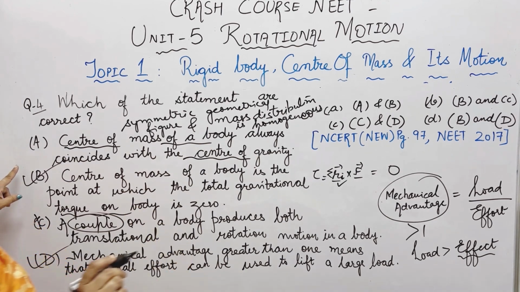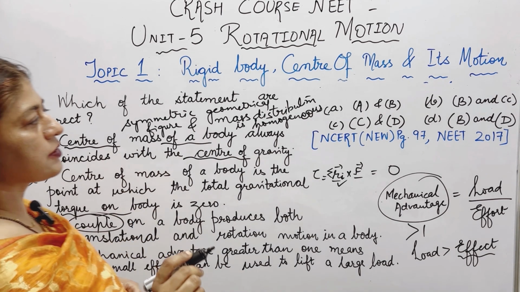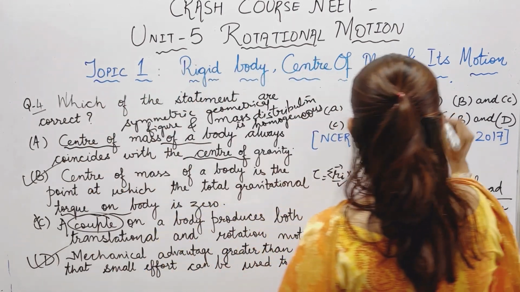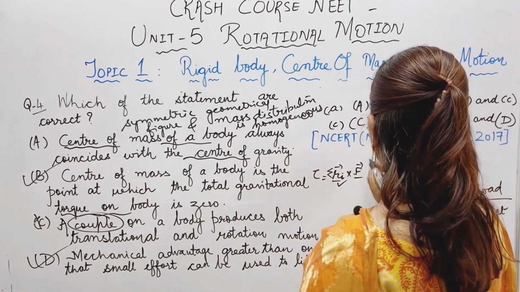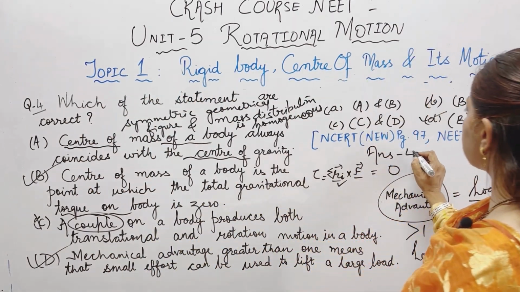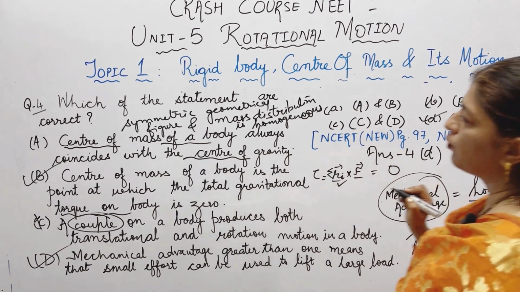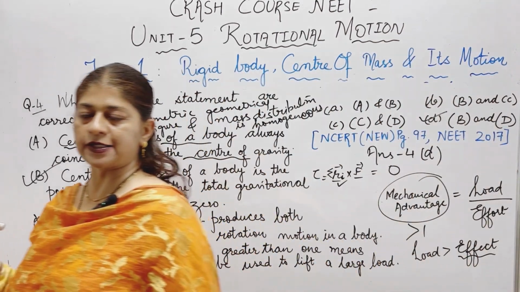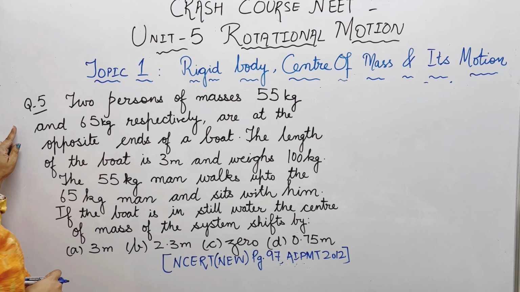So if we take the combination of true statements, it is B and D, and it is with option number D. Hence, the answer for the fourth question is option number D. Both B and D are the correct statements. Now let us see question number 5.